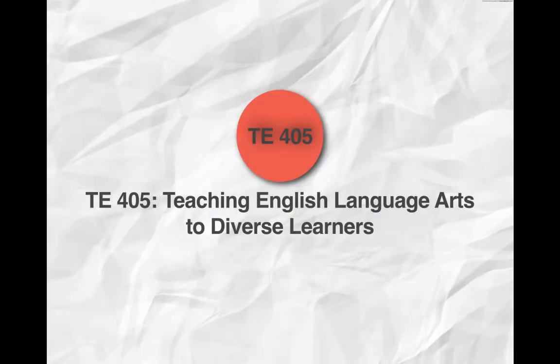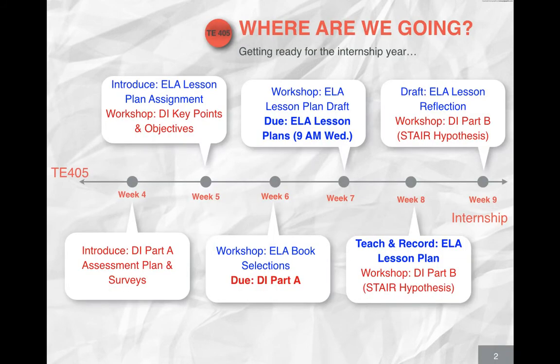This is for TE405, Teaching English Language Arts to Diverse Learners. My name is Cassie Brownell, and I am one of the instructors of this course. What we're going to be doing is taking a look at the things that are outlined in blue, which are part of the English Language Arts lesson plan assignment. You'll note that the things in red are part of the differentiated instruction assignment.